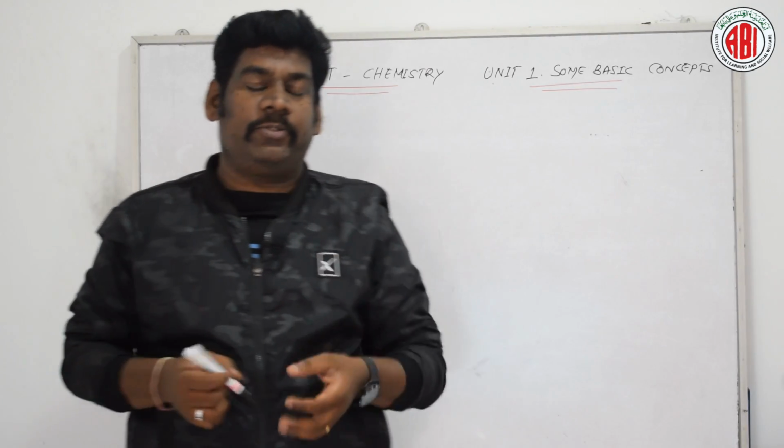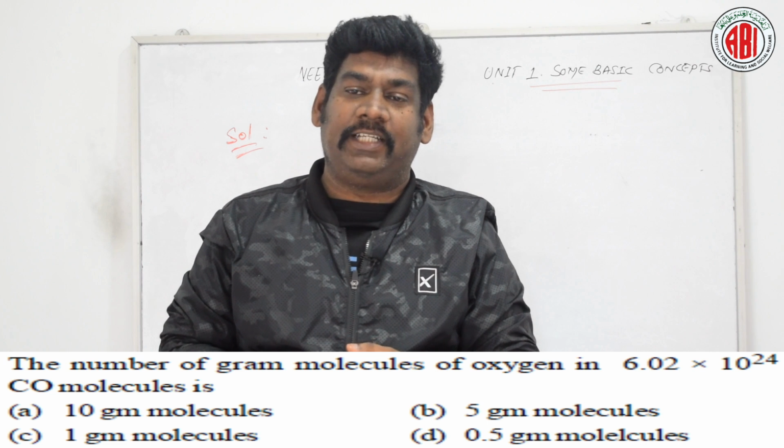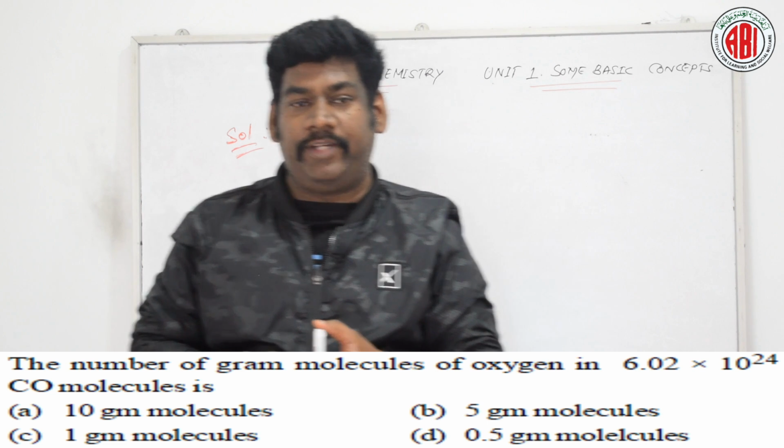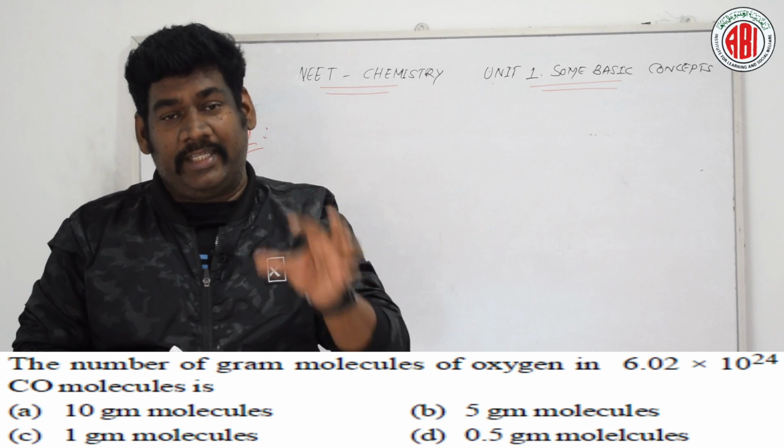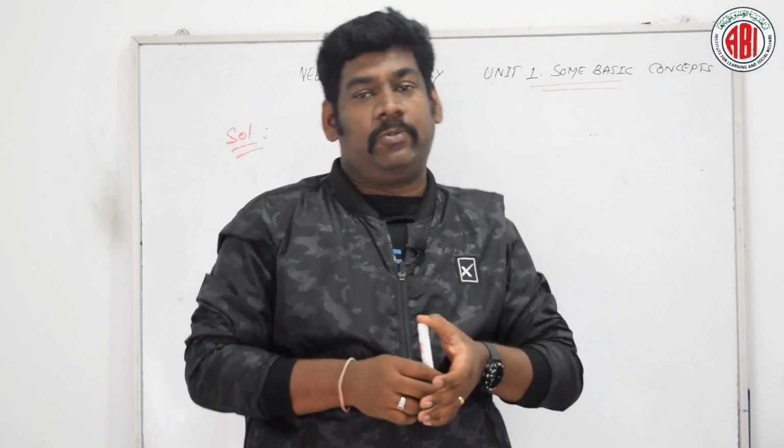Now look at this next question: the number of gram molecules of oxygen present in 6.02 into 10 to the power of 24 carbon monoxide molecules is, and here are a few options. So let us see how to solve this problem.